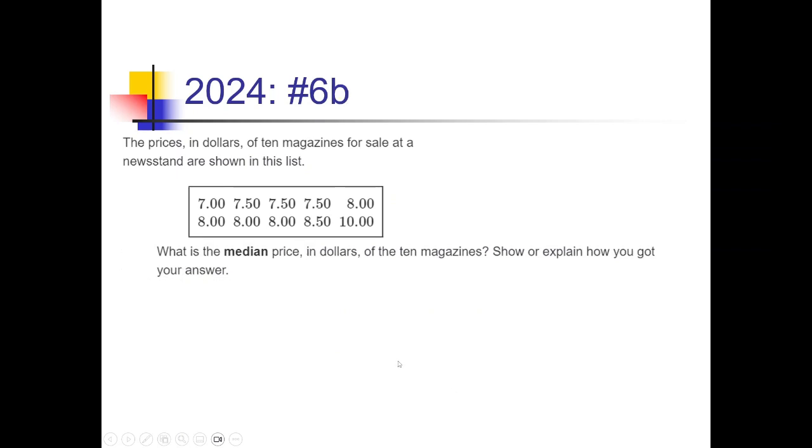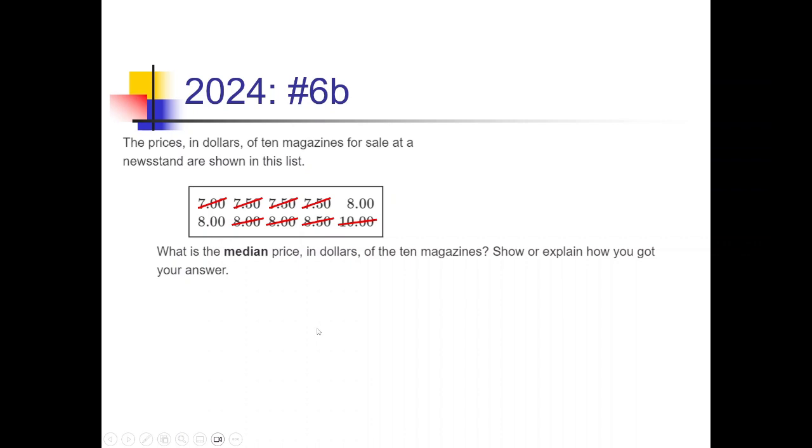For part B on this one, they want the median price of the 10 magazines and show or explain how we got the answer. So for this one, we're going to be crossing off all the numbers in pairs from highest and lowest, and we'll just keep doing that until we get to the middle two numbers. So the 7 and the 10, we can cross those off. 7.50 and 8.50. 7.50 again and this 8 right here. And then this 7.50 and this 8. That leaves us with an 8 and an 8 in the middle.